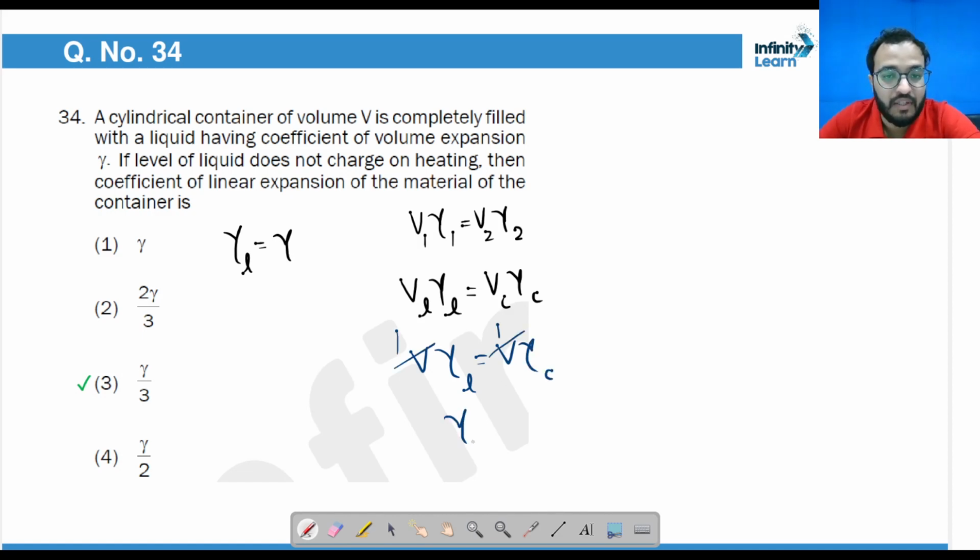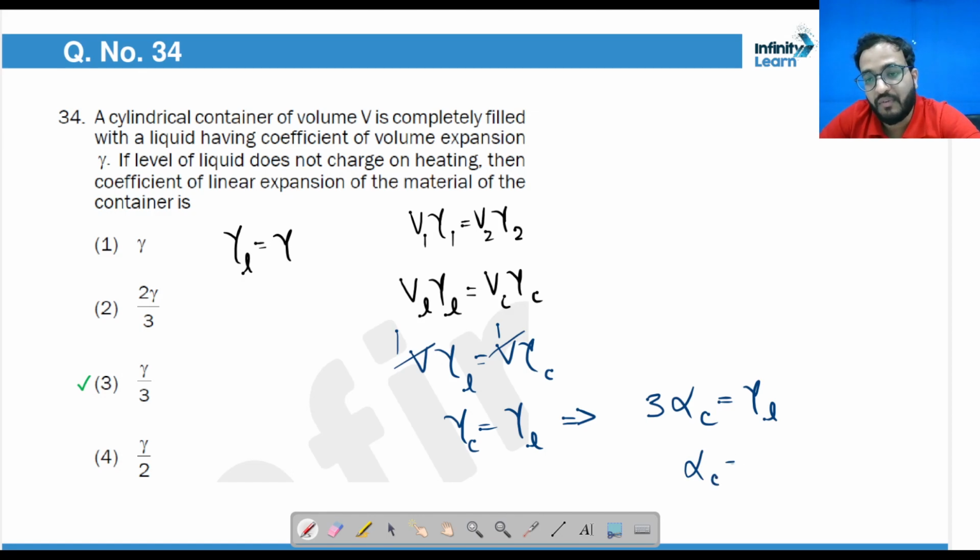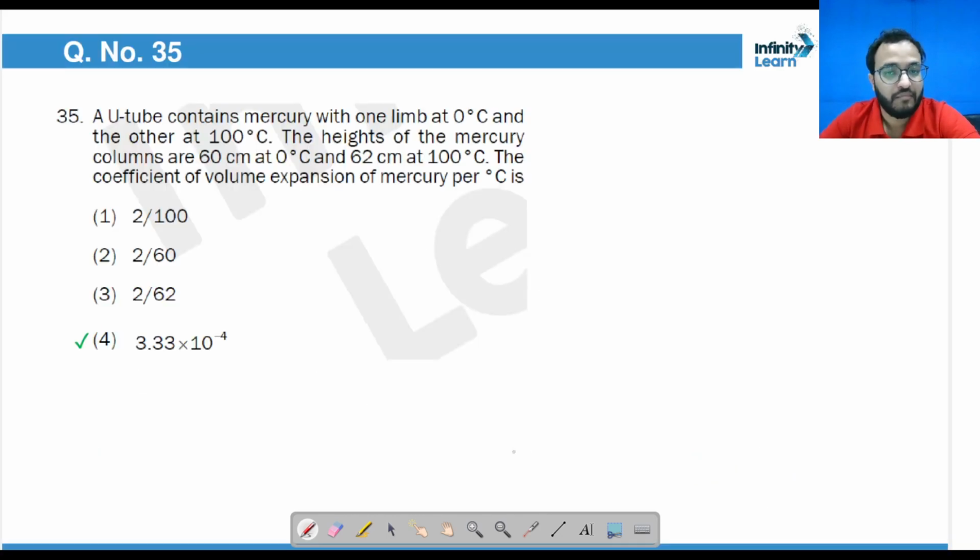So gamma of the container is gamma of the liquid, right? And they're asking you alpha of the container. So we can say 3 times alpha of the container is gamma of the liquid. So alpha of the container is gamma of the liquid by 3. That is gamma by 3, right?